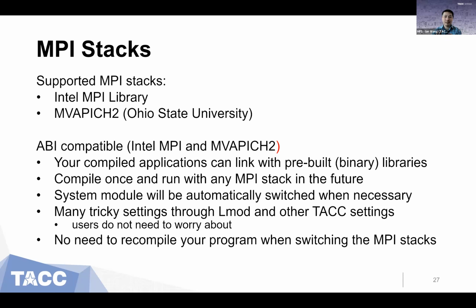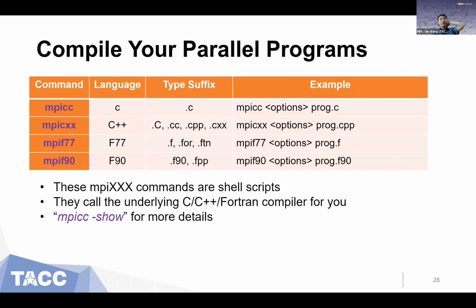Basically, it means if you compile something with Intel MPI and then module load and switch to MVAPICH2, you can actually run the same binary with the MVAPICH2 MPI launcher, the mpirun command, because the launcher can recognize the binary code that's compiled into your executable. Okay, so you don't need to always recompile your code if you're using one of the MPI libraries.